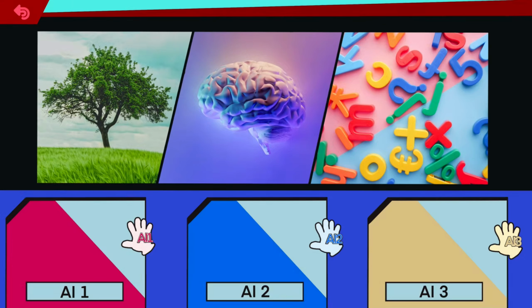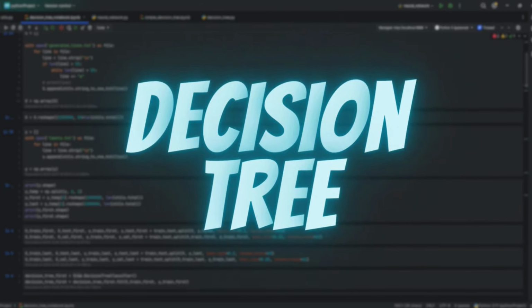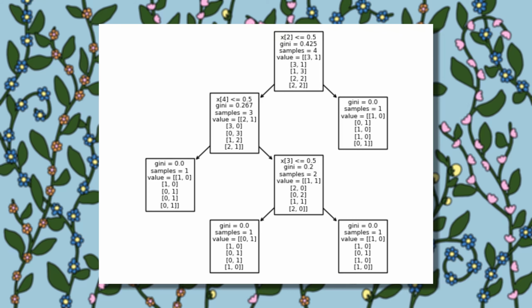Choose your fighter! Our first AI is a decision tree, which is exactly what it sounds like. First we check a condition, and based on the results we take a path which leads us to another condition. If we keep doing this, it eventually leads to a leaf which shows us what the actual answer will be.